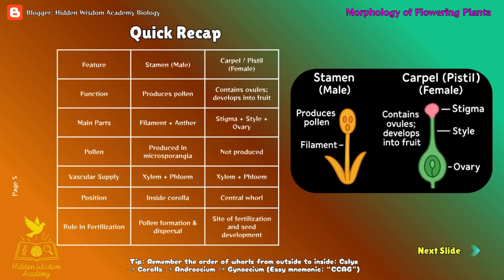Let's quickly recap what we learned about the flower anatomy. The stamen is the male reproductive organ. It consists of a filament and an anther where pollen grains are produced. The carpel or pistil is the female reproductive organ. It includes the stigma, style, and ovary, with ovules inside. Stamens are mainly for pollen formation and dispersal, while carpels are for fertilization and seed formation.